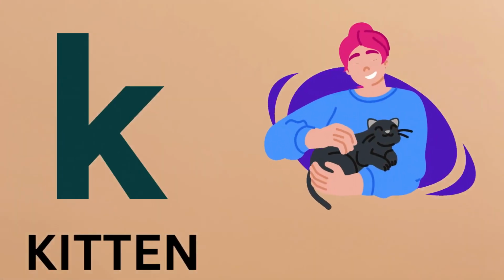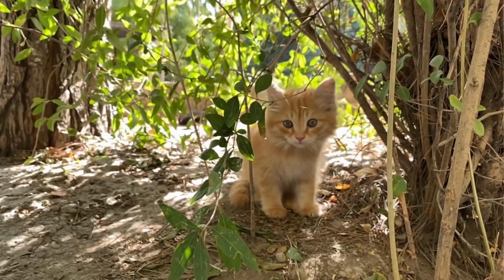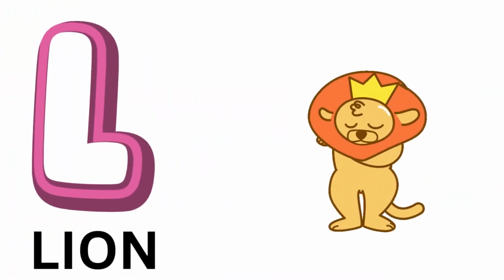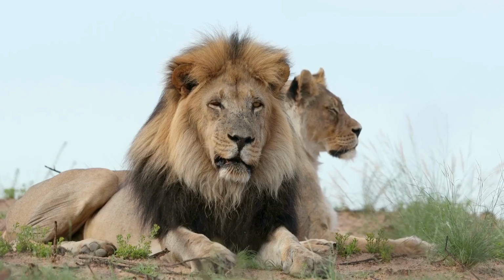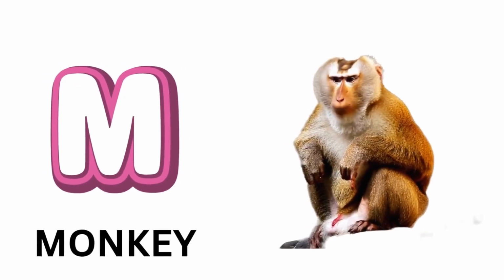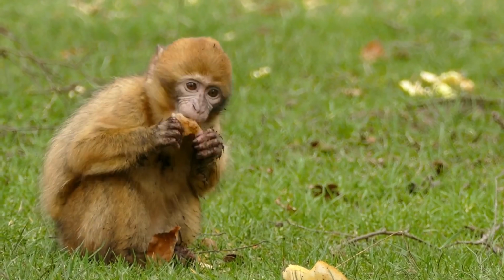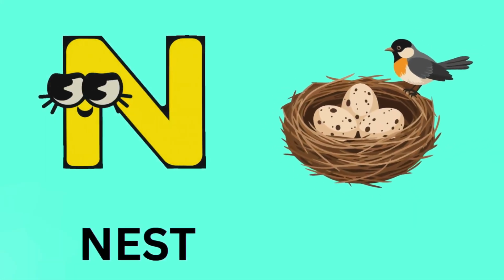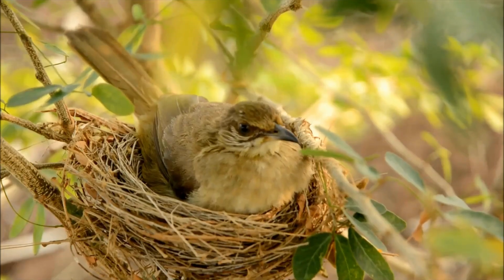K is for kitten. Kitten. K is for kitten. L is for lion. Lion. L is for lion. M is for monkey. Monkey. M is for monkey. N is for nest. Nest. N is for nest.